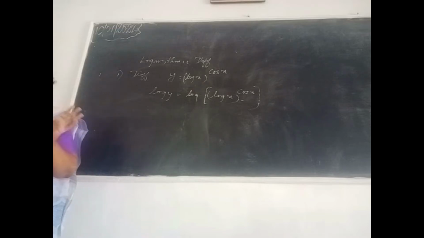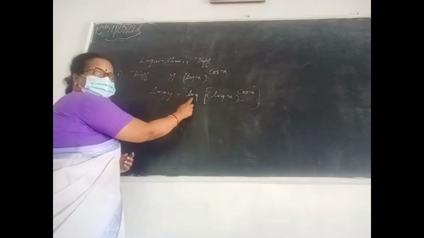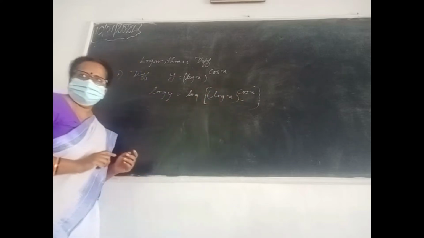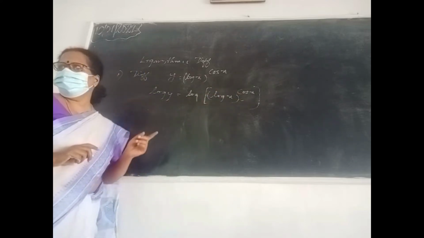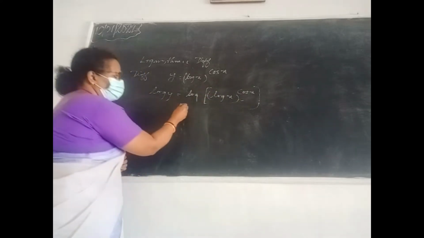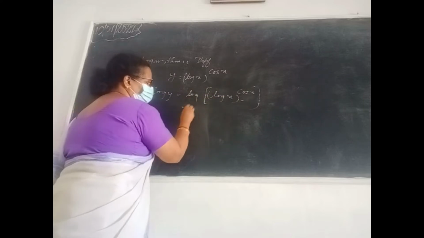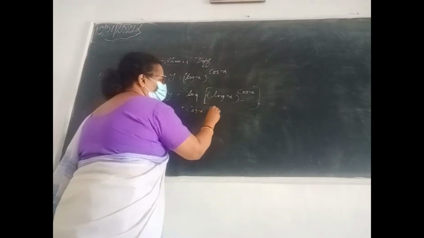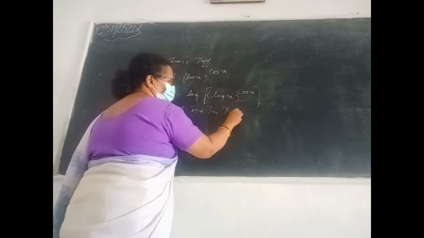We cannot do anything. This part, look what result you can apply. Log a raised to n. So what is it? n log a. So this can be written as n is cos x, cos x log of log x.